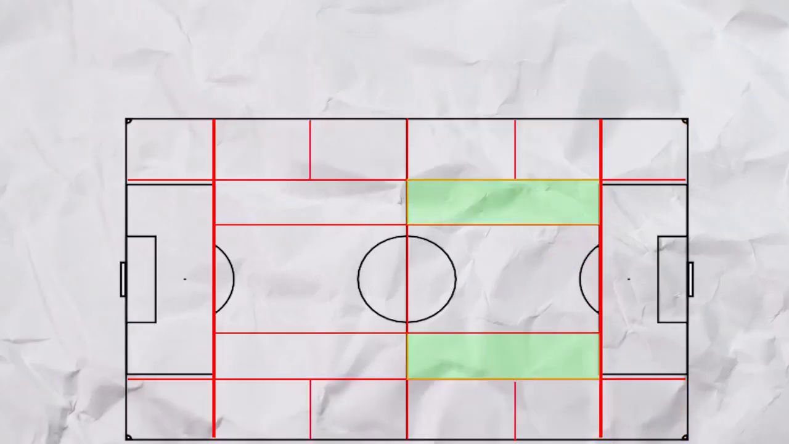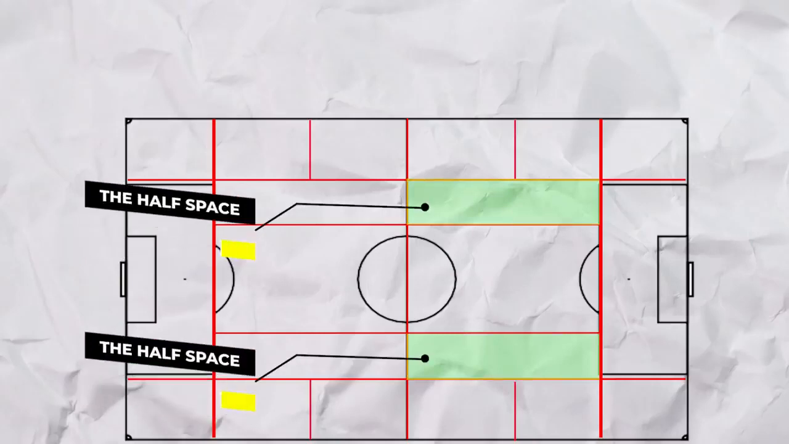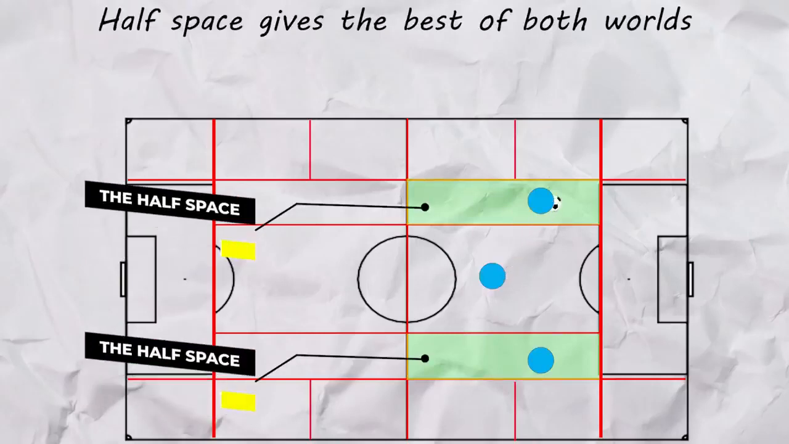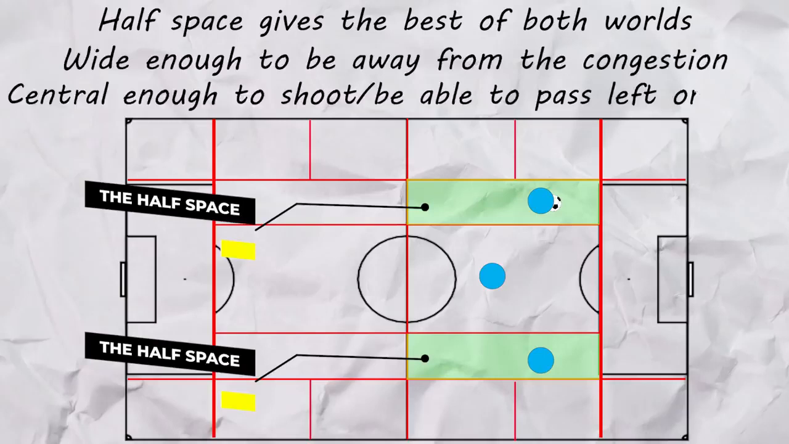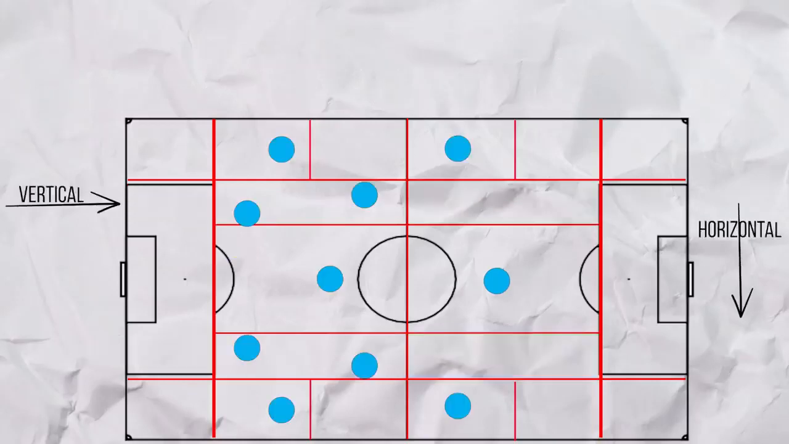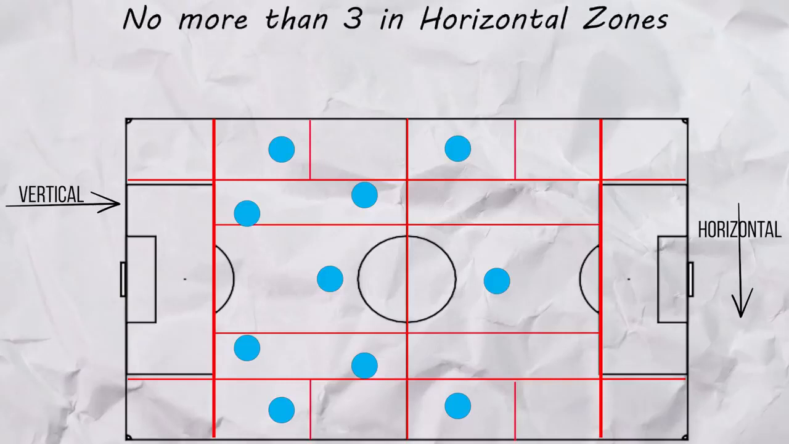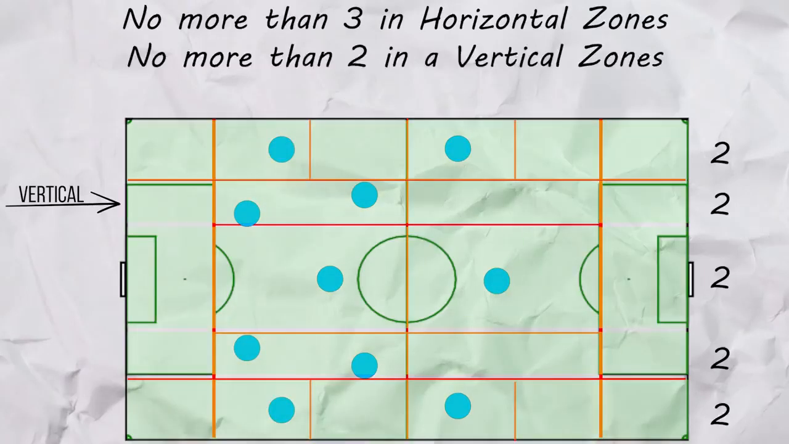But Pep also focuses on these in-between zones, or the half spaces, which, as we discussed in the last video, give them the benefits of space away from the congested center that the wide areas traditionally enjoy, as well as the ability to still shoot or pass into the box. One of Pep's rules using this layout is that there should never be more than 3 players in the same horizontal zone, or 2 in the same vertical line.